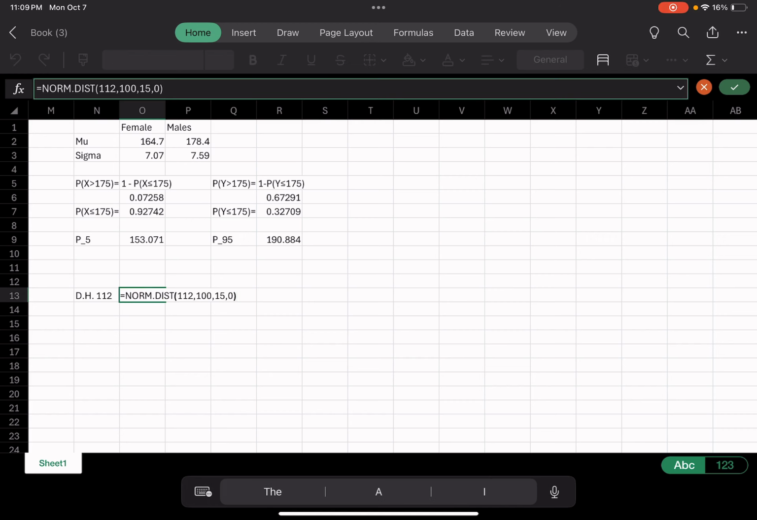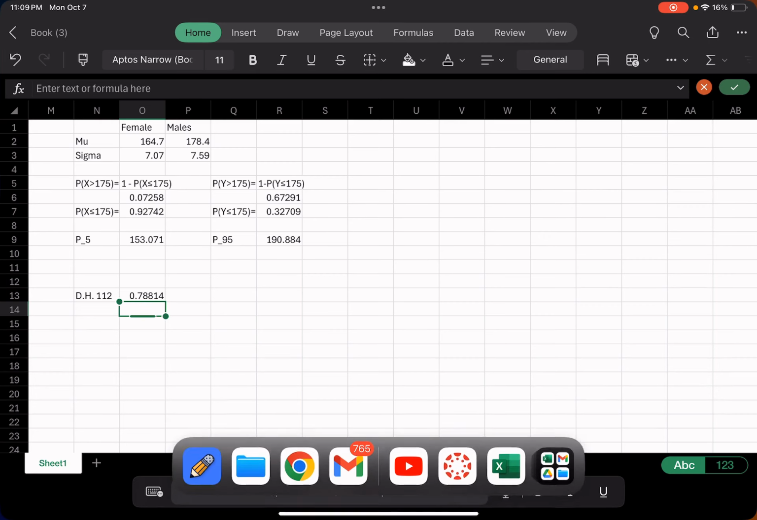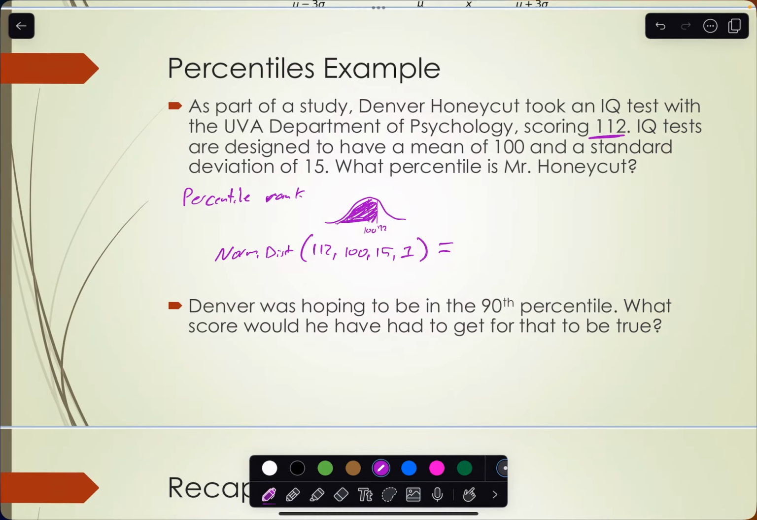I gave it the sniff test. I saw something smells funny here. So I'm going to change this now to 1 as it should be. Area, not just the height. Cumulative is true. I press enter, and there I go, 78.8%. And so that percentile will be the 79th percentile.